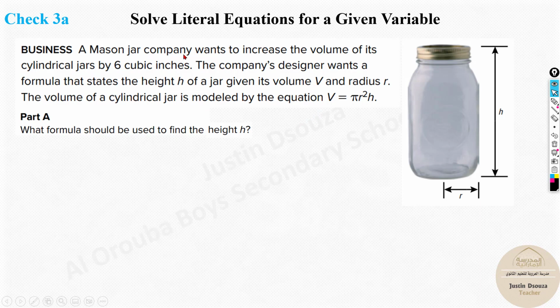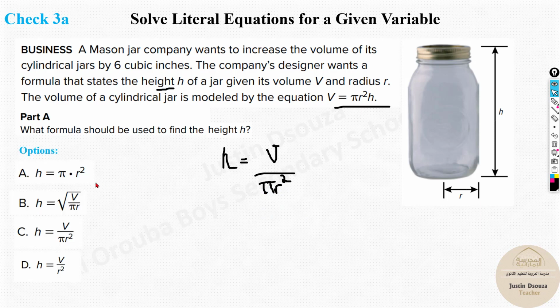It's about a mason jar company which wants to increase the volume of the cylindrical jar by 6 cubic inches. The company's designer wants a formula that states the height of a jar given its volume and radius. The volume of the cylindrical jar is modeled by this equation, pi r squared h. This is the volume. But you need to get it in terms of what? The height. So part A is getting it in terms of height. So h equals V divided by pi r squared. This is your formula in terms of height. So that is the first one.